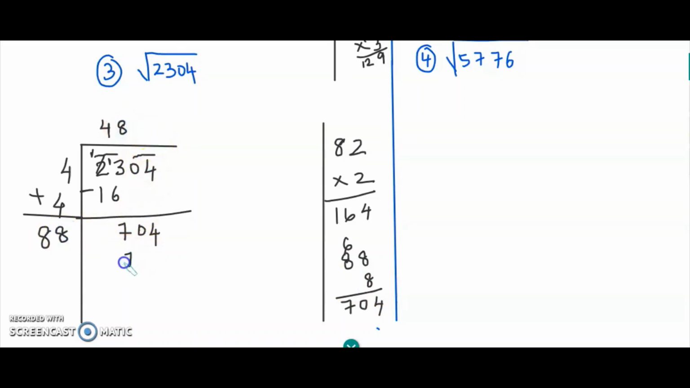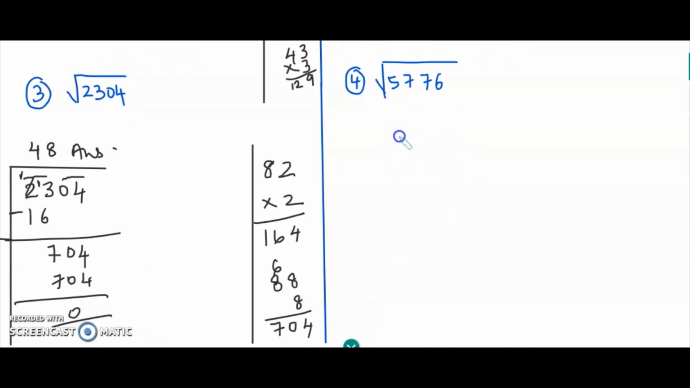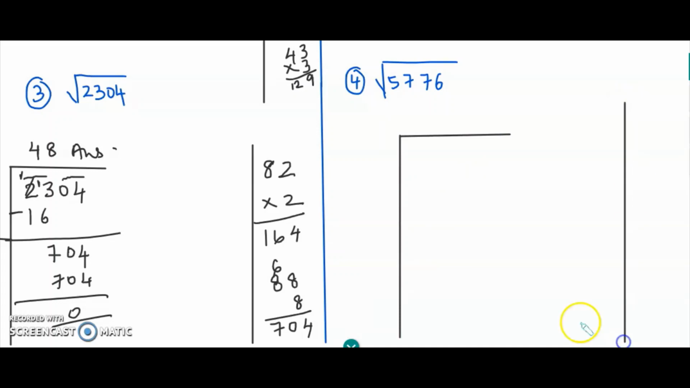So we get 704, which is a 0. So what is my answer? 48. Good. Let's go for the next one. Let me put my rough area. Okay. So let's put 5 7 7 6. Again, ones and tens, first pair, and hundreds and thousands, second pair.